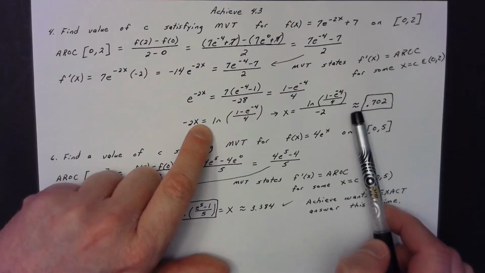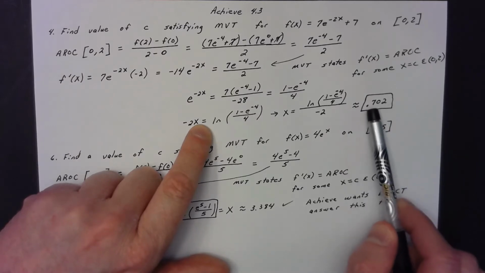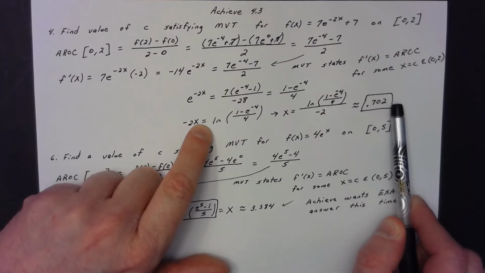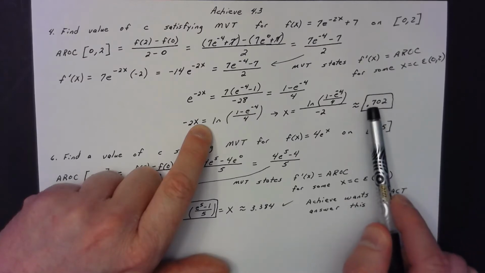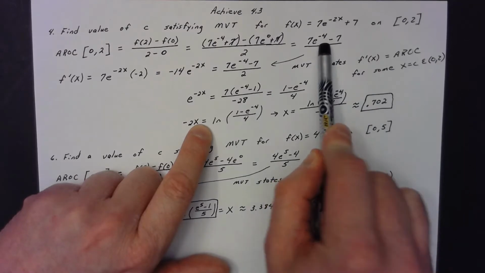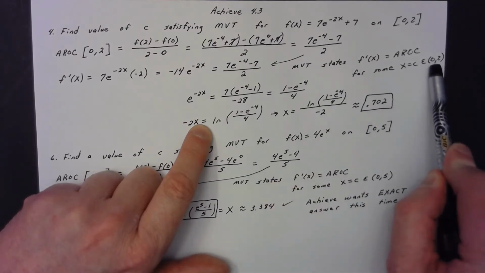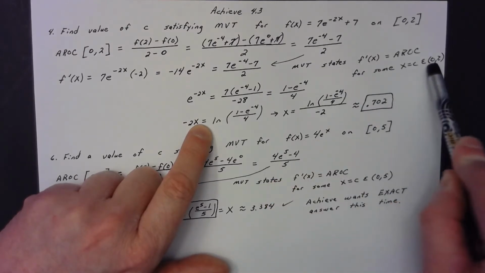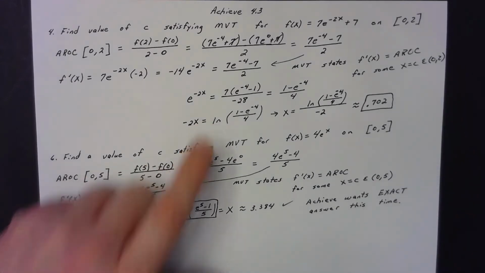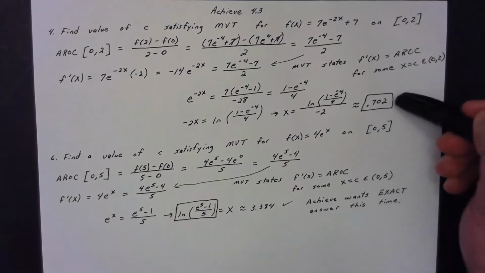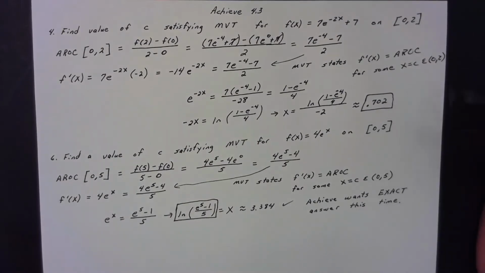Now, I went to my calculator, got the decimal approximation for that, and Achieve asked us to round to 3 significant digits. I got 0.702 in this case. And I know that this is my solution because that value where the derivative is equal to the average rate of change is a value of x equals c. That's between 0 and 2. 0.702 certainly satisfies that criteria. So that would be the answer that they're looking for number 4.